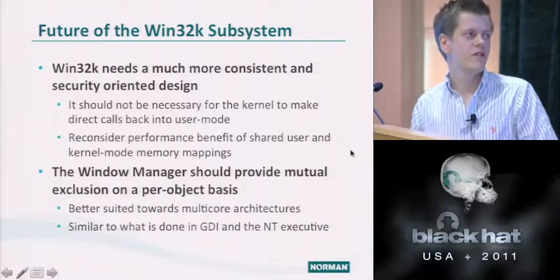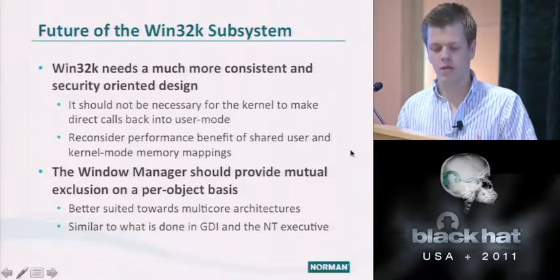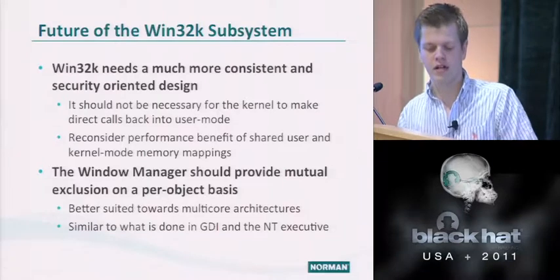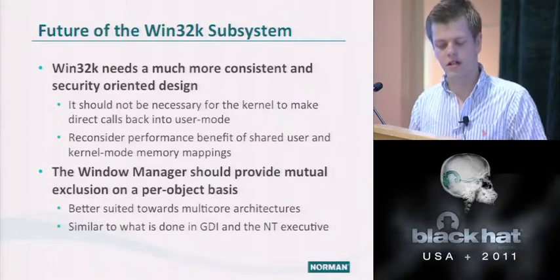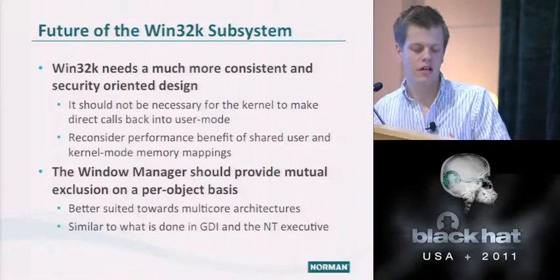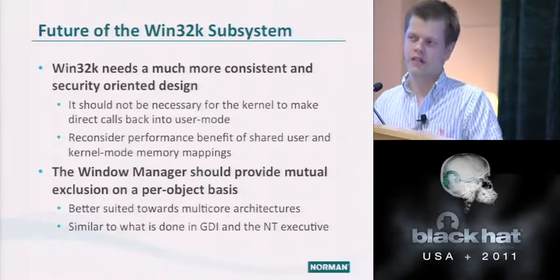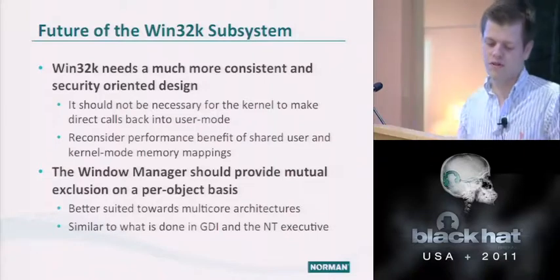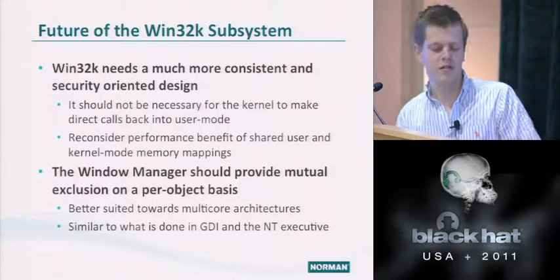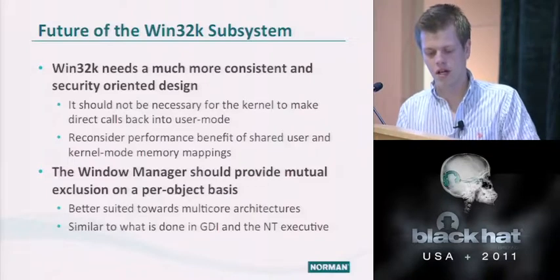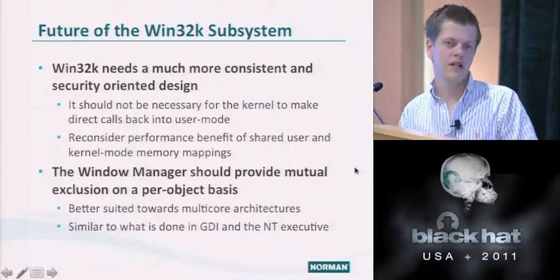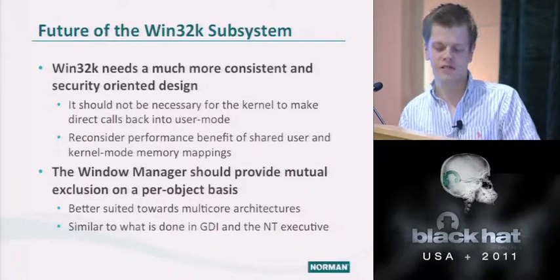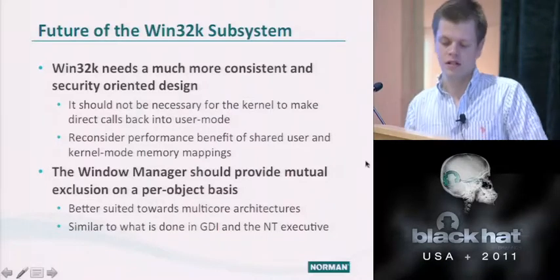The window manager should also provide a mutual exclusion design on a per object basis, and not globally lock the module itself. Because with all the multi-core architectures, this doesn't really help. So it will be better suited towards those. And this is also similar to what is already done in the NT executive, or the Windows kernel itself, as well as in GDI.